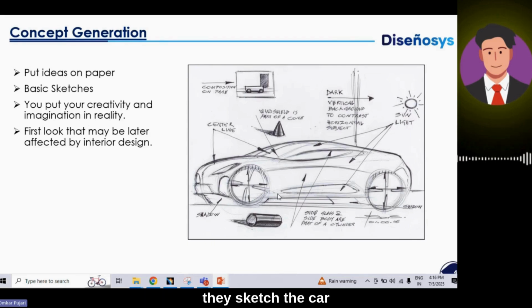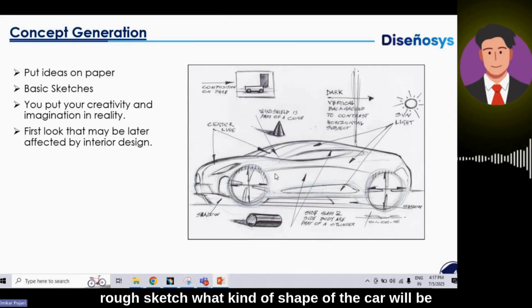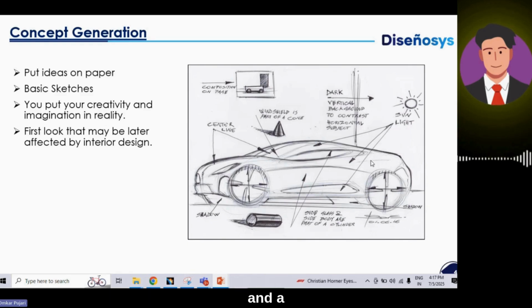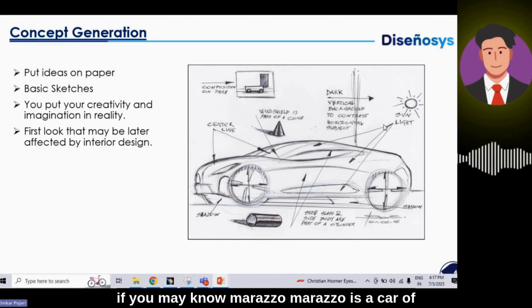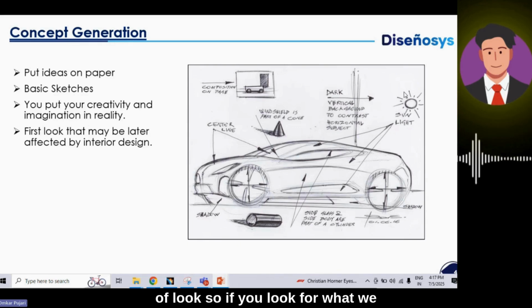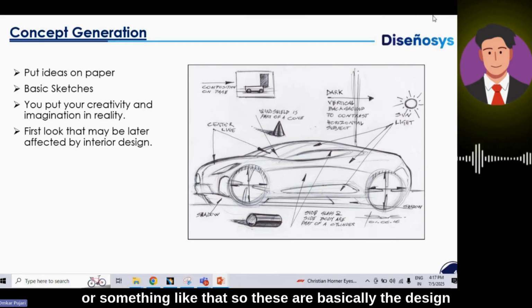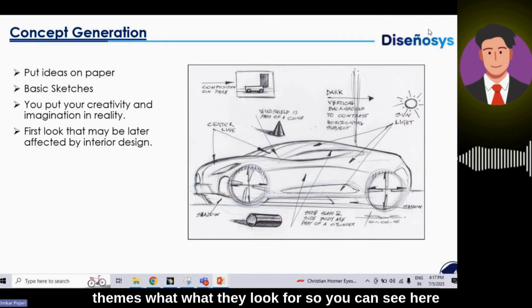What they decide is they sketch the car. This is a rough sketch, so we cannot make a wheel out of this plus sign and this circle. This is just a rough sketch of what shape the car will be, and deciding the basic theme of the car. For example, if you know the Marazzo, a car from Mahindra, it was inspired by a shark, so it has that kind of look. Headlamps or tail lamps are inspired by the eyes of animals, like an eagle's eye. So these are basically the design themes they look for.